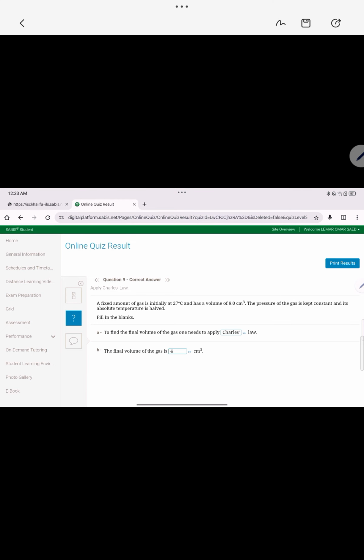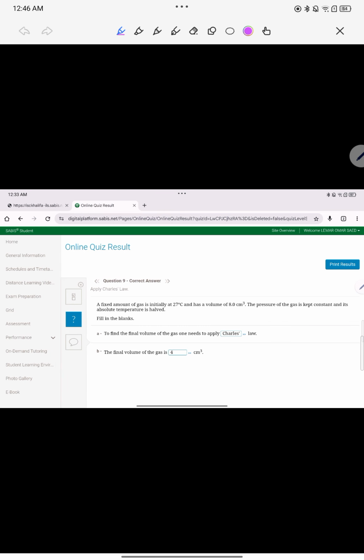Here they told you that we have to know that in Charles' law, pressure is constant. Okay, here what do you want to find? We want to find the volume. So here this is Charles' law. Pressure is constant. Okay, so we have to use this rule: V1 over T1 equals V2 over T2.